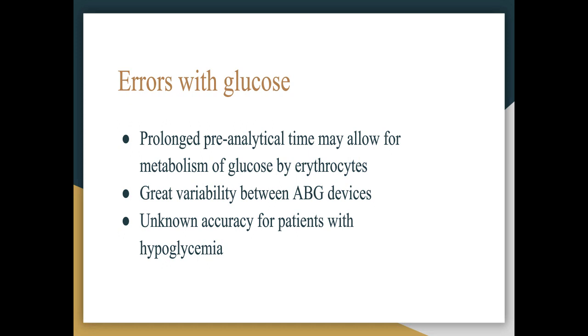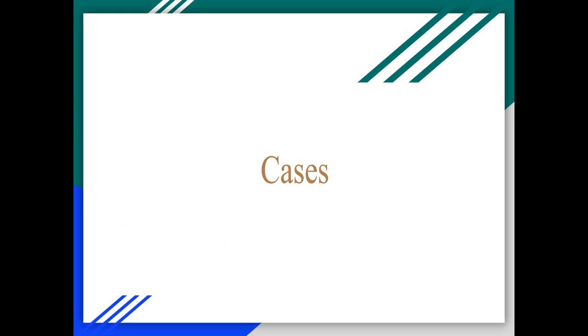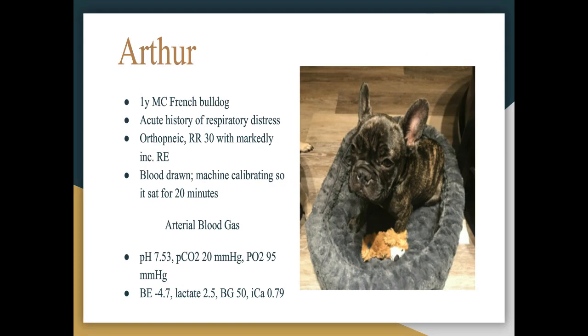Let us now evaluate a few cases to reinforce these ideas. Our first patient is Arthur. He is a one-year-old male castrated French bulldog who presented to your emergency service for an acute history of respiratory distress. On your triage exam, he is orthopneic with a respiratory rate of 30 and markedly increased respiratory effort. You perform an arterial blood draw. However, the machine was calibrating, so it sat for 20 minutes.